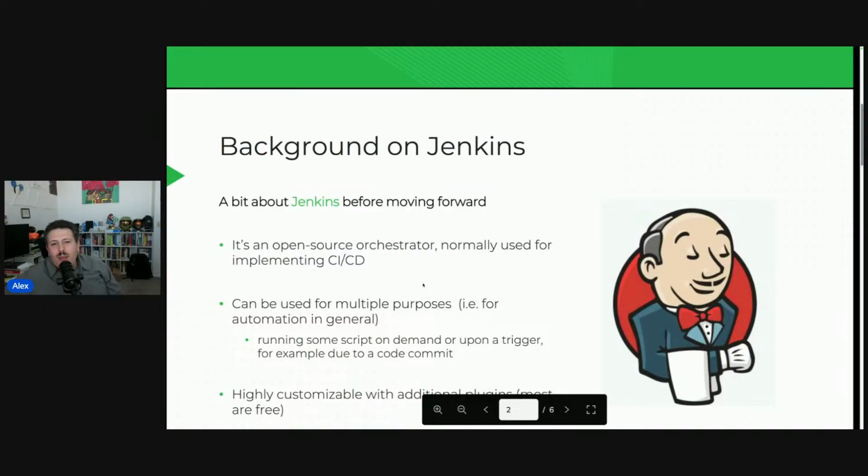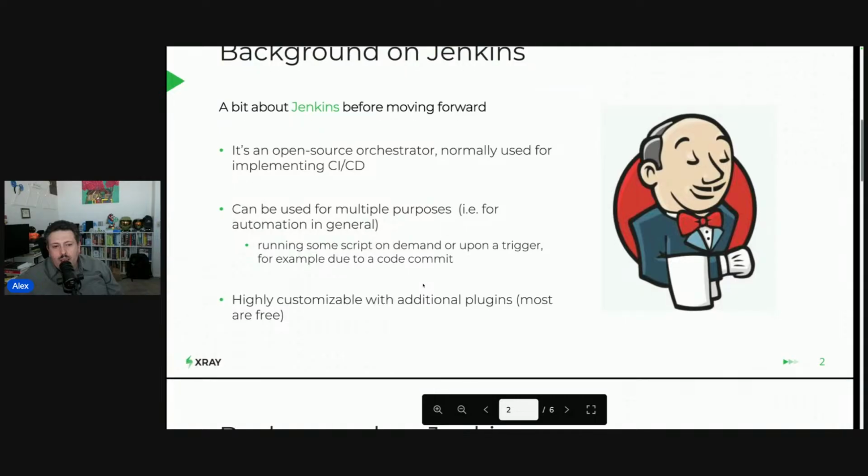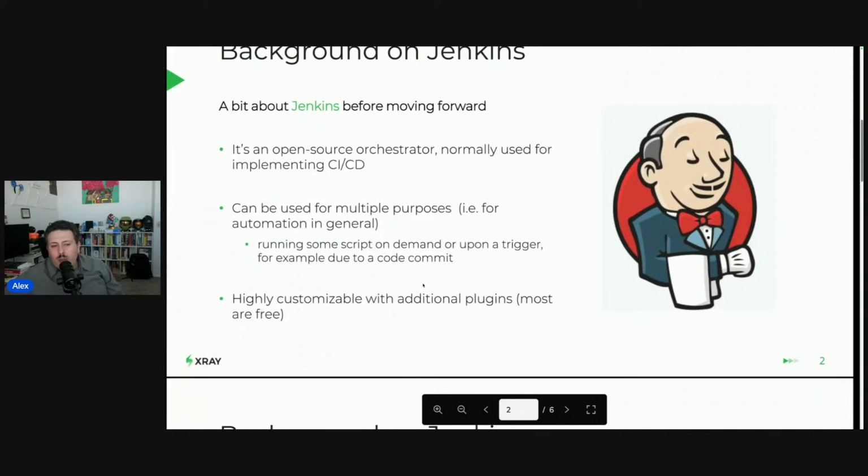All right, so a little bit about Jenkins before moving forward. It's an open source orchestrator normally used for implementing CI/CD. It can be used for multiple purposes, running some scripts on demand or upon a trigger, for example, due to a commit. Highly customizable with additional plugins. Most of them are free.